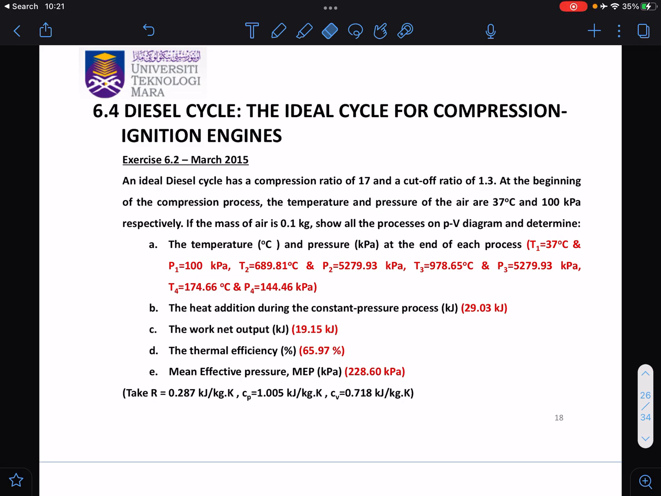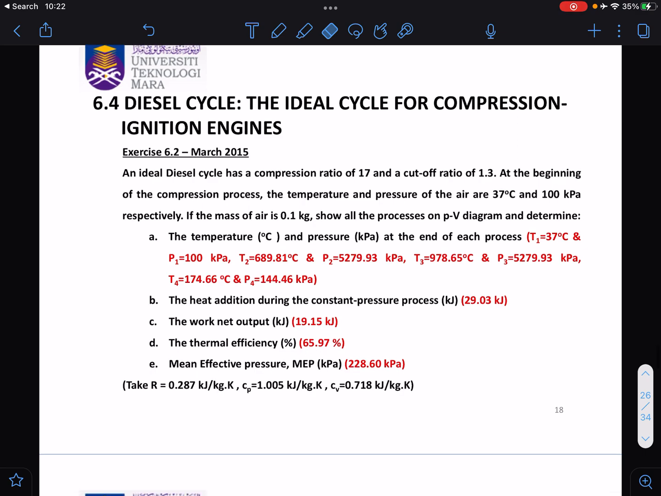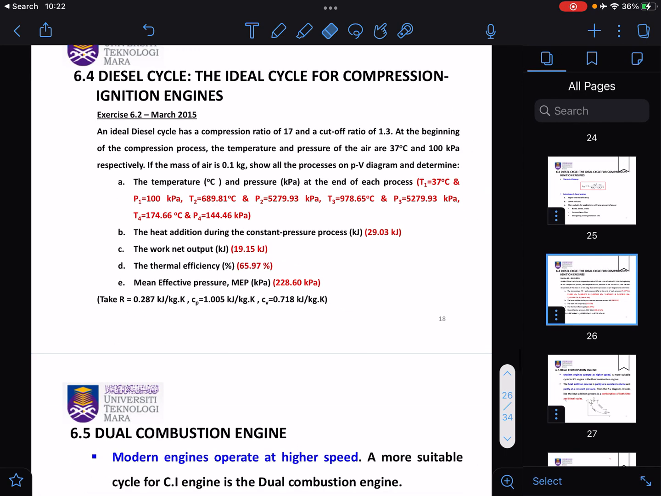So for today, I will do some analysis on the diesel cycle question. This is a standard final exam question for the diesel cycle, which is also called the ideal cycle for compression ignition engine. So I will read this question first.